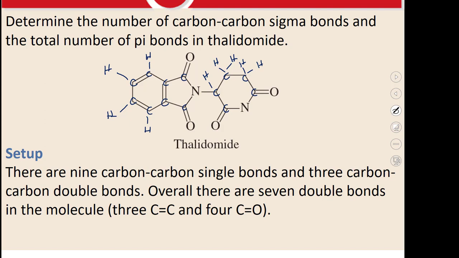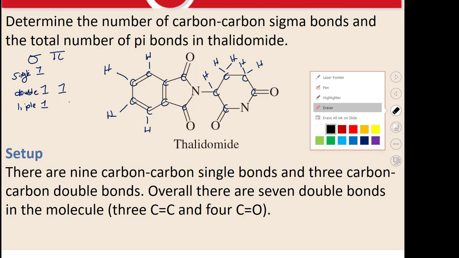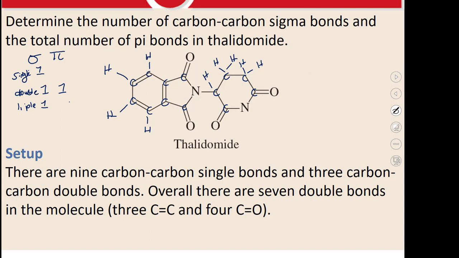So let's make ourselves a little cheat sheet right off the side. What is contained? Sigma and pi's. If I have a single bond, it is one sigma. If I have a double, it's got a sigma and a pi. If I have a triple, which we don't have in the structure, but if we did, it's got one sigma and two pis. So there's our little cheat sheet table.